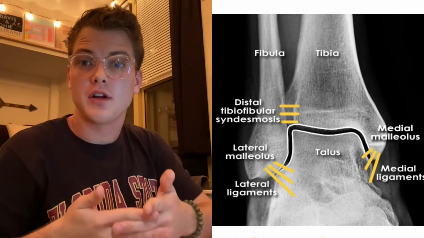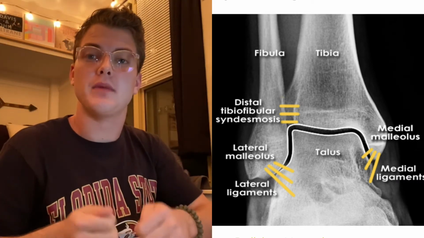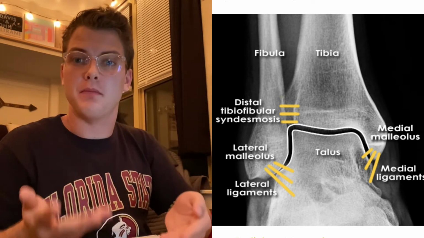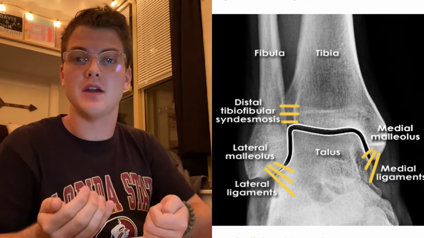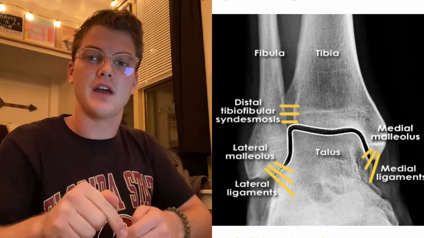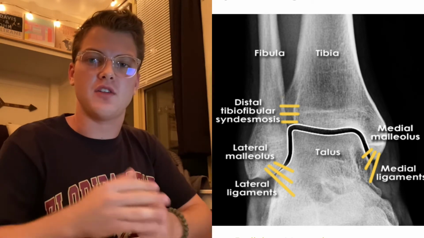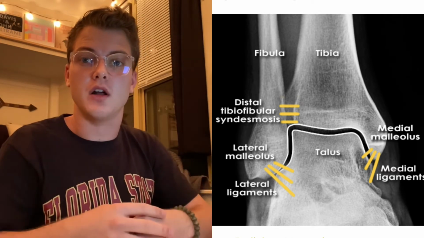So another label you're going to see on that x-ray is the medial malleolus. Now the medial malleolus isn't actually a separate bone, it's actually just the end of the tibia coming towards the inside of your ankle. So it's that little bump kind of that you can see on the inside of your foot, and it's there to provide support for your ankle.